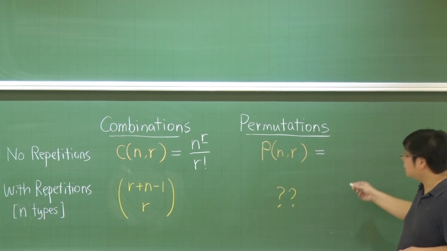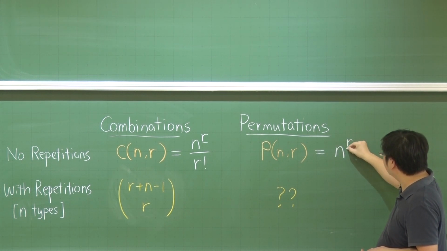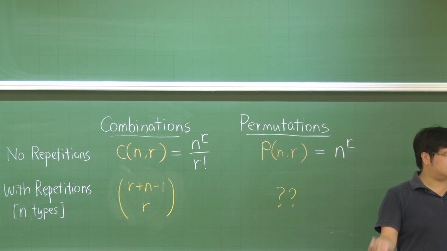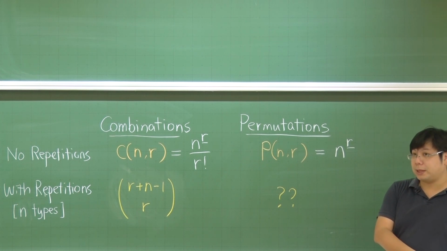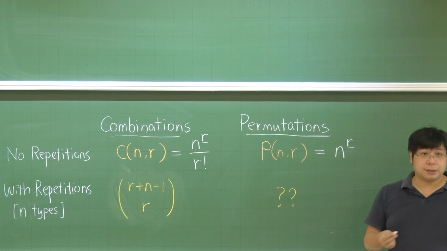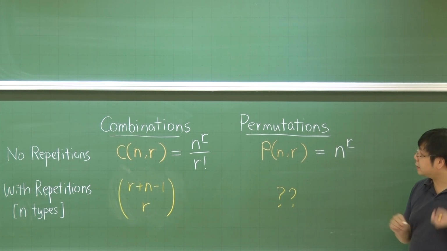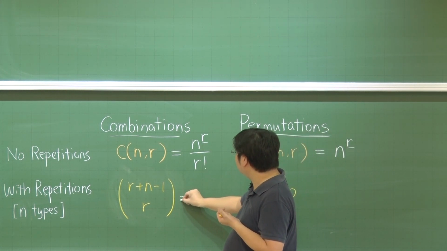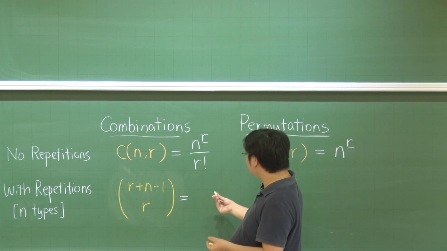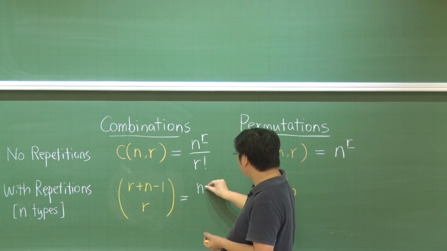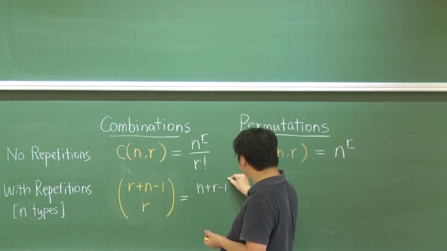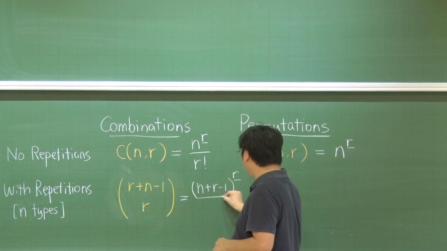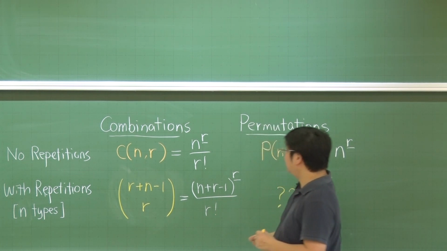So this is simple: it is n to the power R falling. There are n ways to choose the first object, n minus 1 ways to choose the second object, n minus 2 ways to choose the third object, and so on. So there are this number of ways. And this is similar: it is equal to n plus R minus 1, to the power R falling, divided by R factorial.